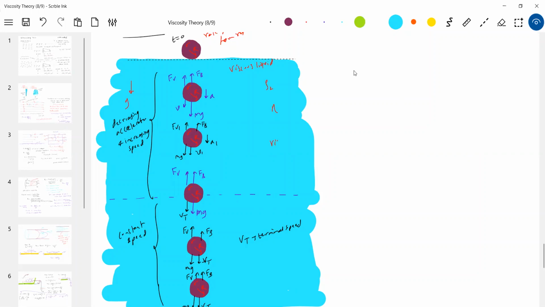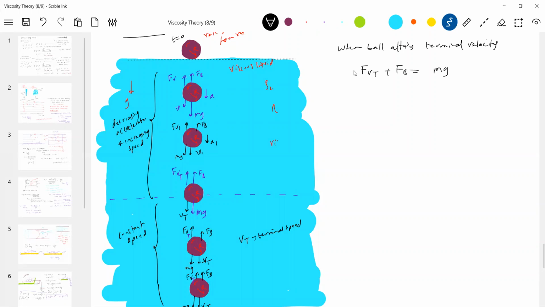I'm interested in this terminal velocity. So let's write this Vt. That means finally, when the ball attains terminal velocity or moves with a constant speed, what should be the net force? Fv plus Fb should be equal to mg.